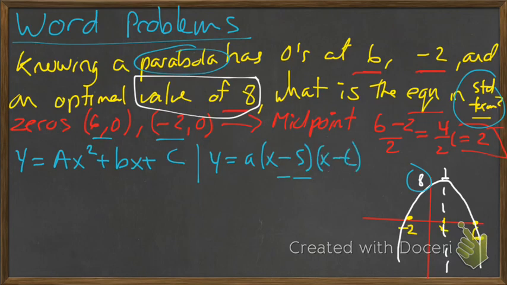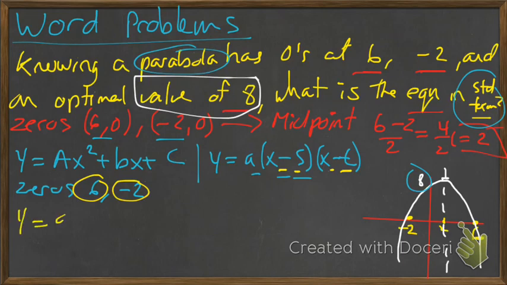We're going to put in our zeros, okay? When we put in our zeros, we always change. Zeros were 6, negative 2. We always change the operation in front of them. So if it's positive, it becomes negative. If it's negative, it becomes positive. Because in the standard form equation, it is negative. So we have to flip the equation. So y is equal to a bracket x minus 6 and x plus 2. Okay? Clear with me so far?